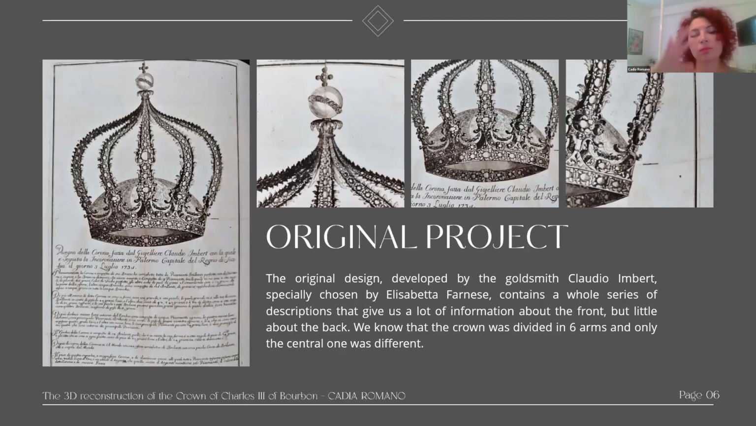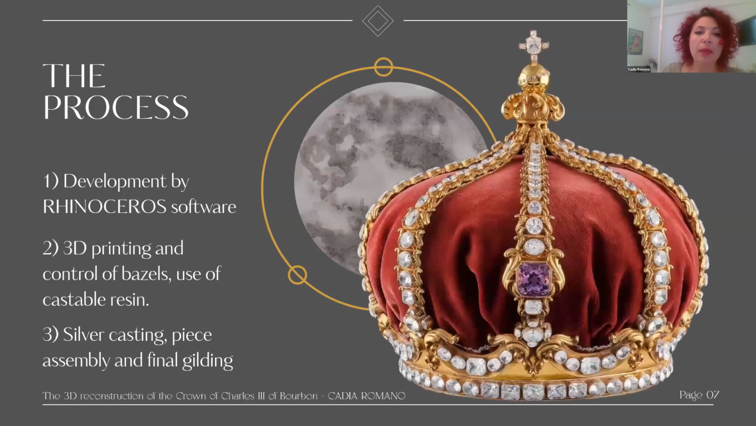So starting from this imagery and also the information, we started to work on this project. And the process was about 3 steps. The first one was the development with Rhinoceros software. The second part is about the 3D printing, how to use the correct bezel, and the use of castable resin and all the reduction that we have with the 3D printing. And the third one was the silver casting, piece assembly, the final gold plating, and also the gemstone setting.